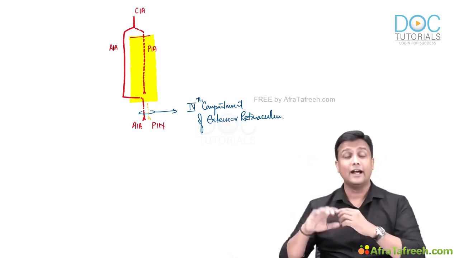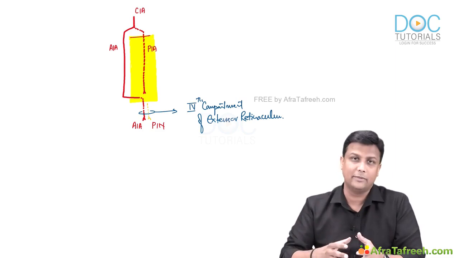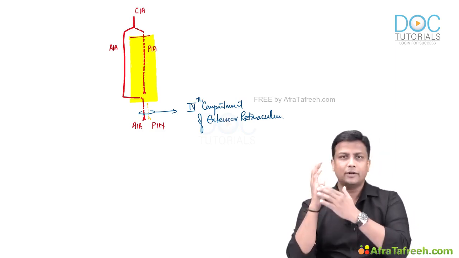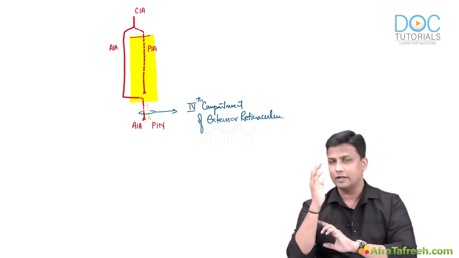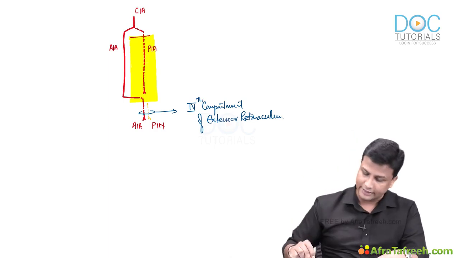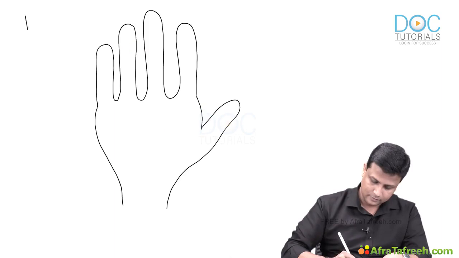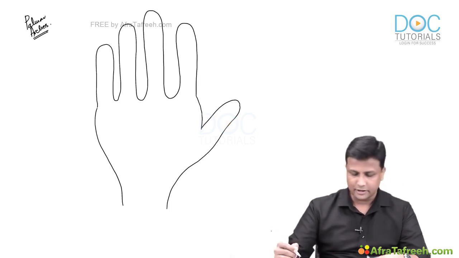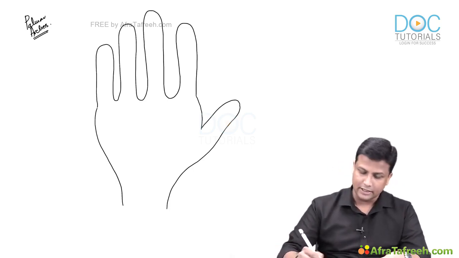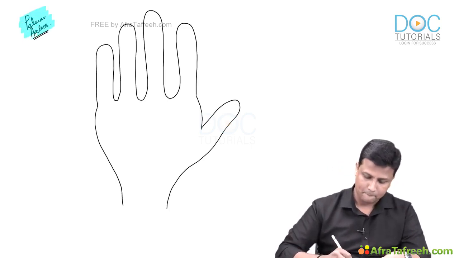It will enter inside, and it is the one which is going to form your deep palmar arch. So superficial palmar arch will be formed by ulnar artery, whereas a deep palmar arch will actually be formed by the radial artery. So let us discuss the palmar arches now. There will be 2 of them. One is the superficial palmar arch, and another one is the deep palmar arch, guys.